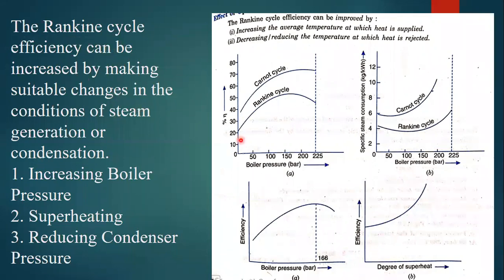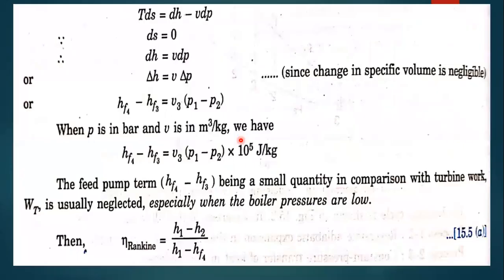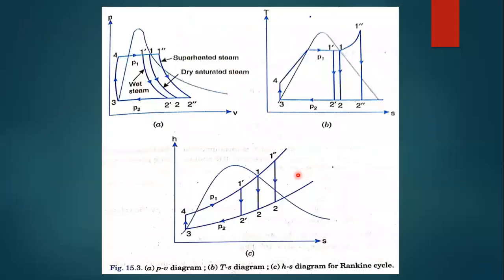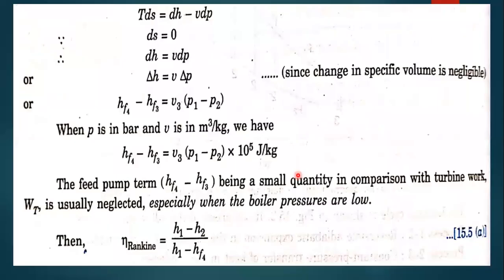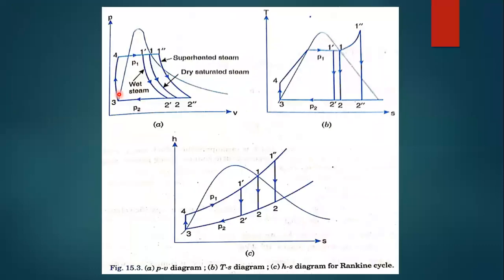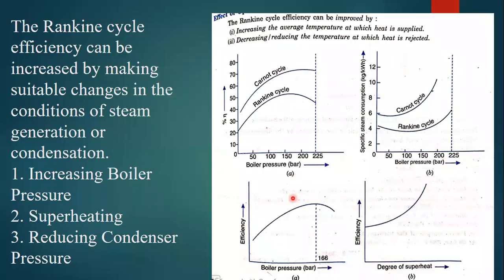This is the Rankine cycle, but the Rankine cycle efficiency by using this general method is going to be very, very less. So that's why we need to improve the efficiency of the Rankine cycle. These are the methods to improve the Rankine cycle efficiency. Why? Because we are going to have very, very poor efficiencies if we follow the basic Rankine cycle. So definitely we need to improve the Rankine cycle efficiency.